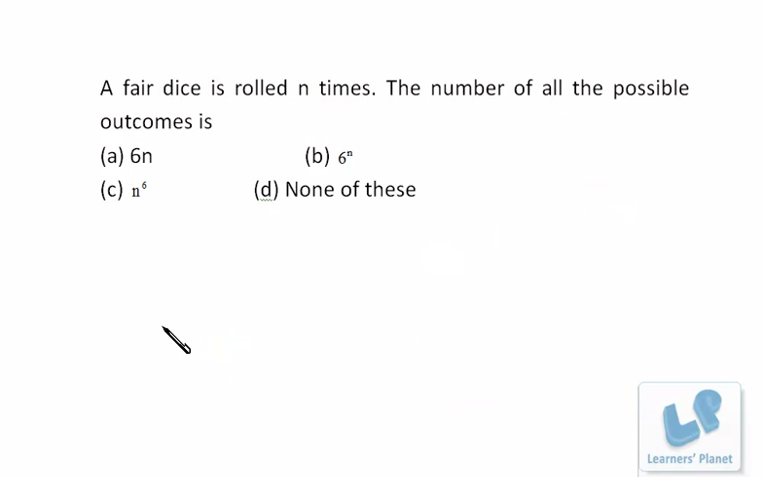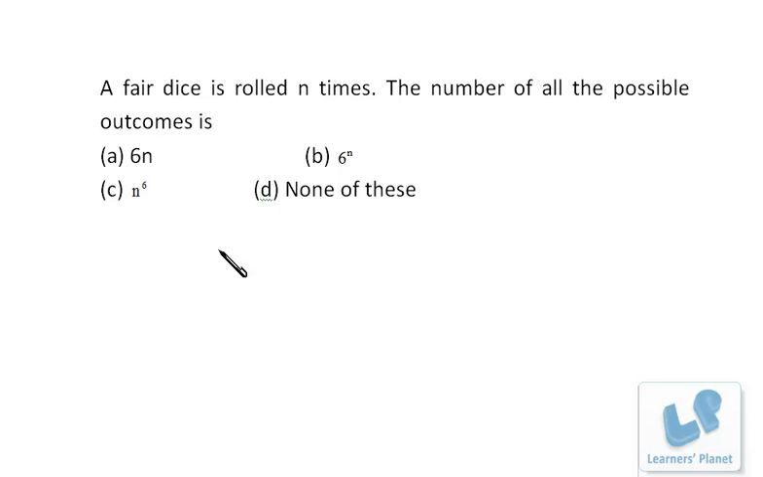Now friends, let's try this question. A fair dice is rolled n times. The number of all the possible outcomes is. See friends, why do we call it a fair dice? What does this term mean? That is, this dice is totally unbiased. It doesn't follow any pattern for its outcomes, right? So this is what a fair dice is. Now it is rolled n times.